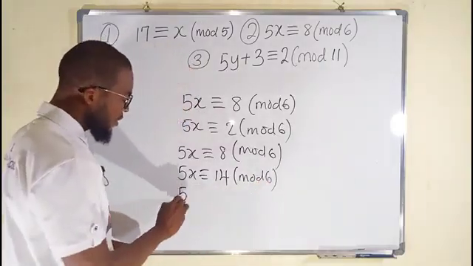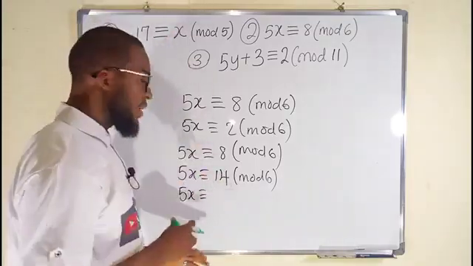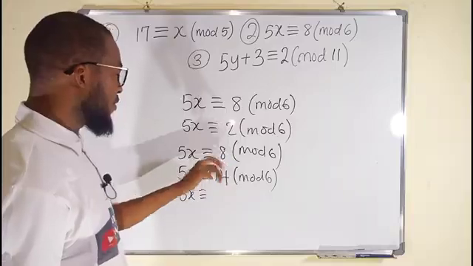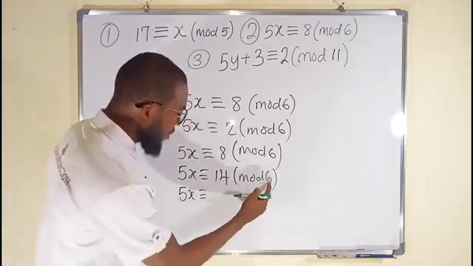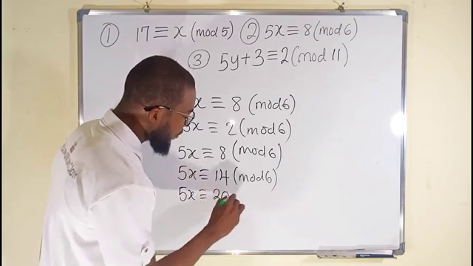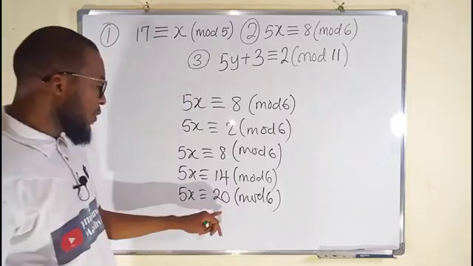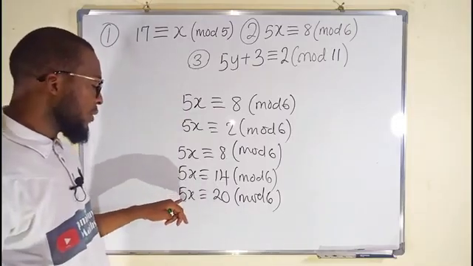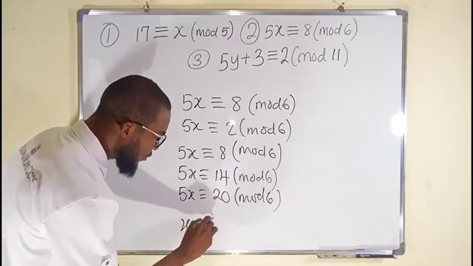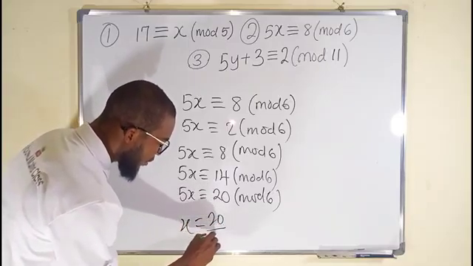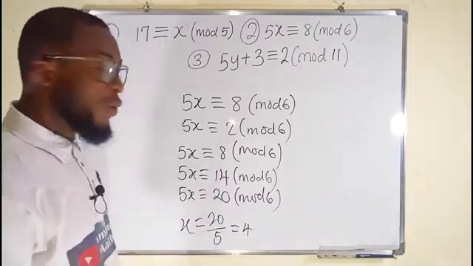We continue adding. I want to do it practically. I know I can just add that number directly to this so that it will be divisible by 5, but I just want to show you the steps. This plus this is now going to give us 20, mod 6. But now that 20 is divisible by 5, we can conclude that this x is equal to 20 divided by 5, which is equal to 4. Therefore, the value of x is equal to 4.